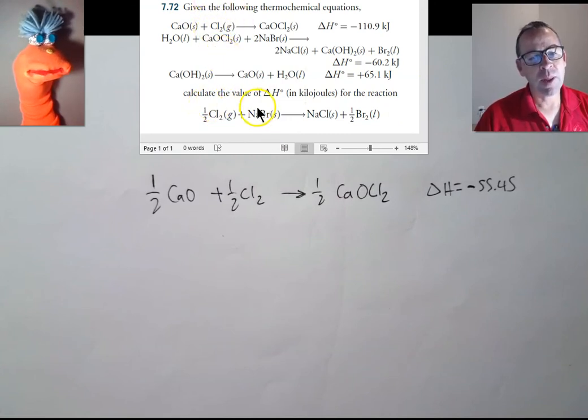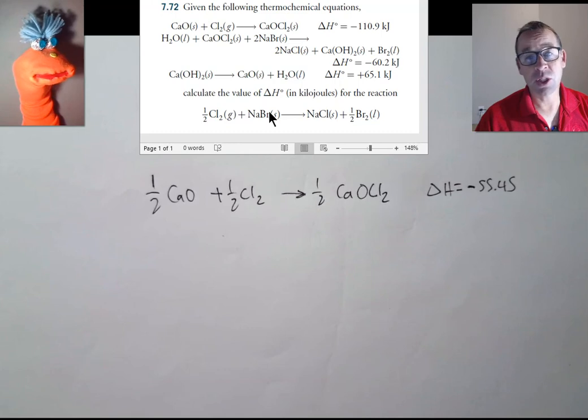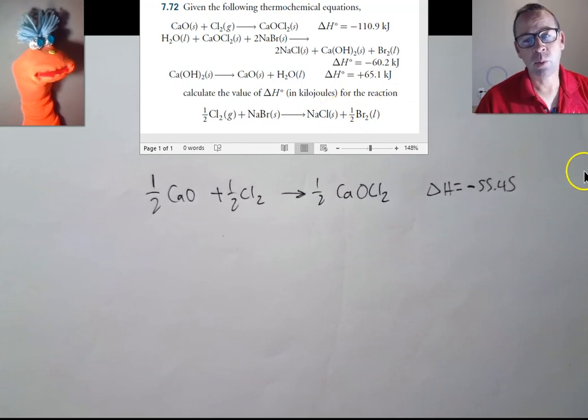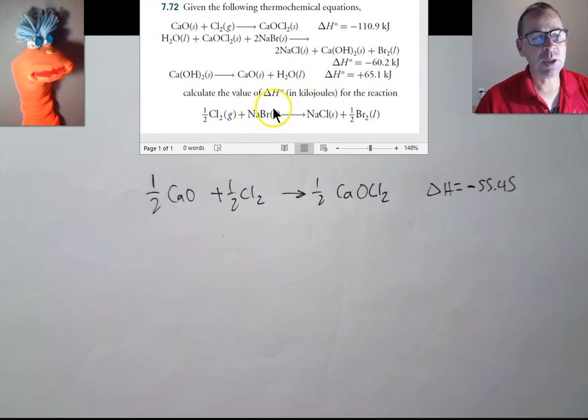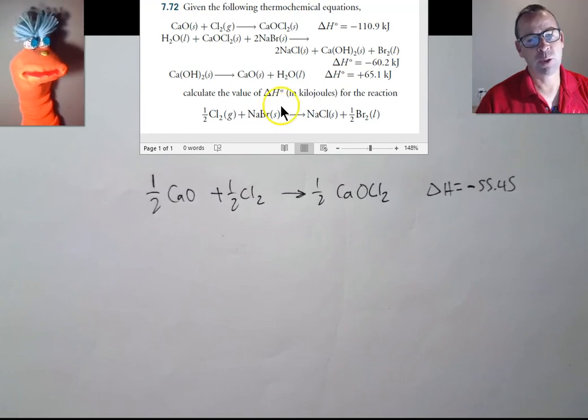Okay. How about the NaBr? Where do we get the NaBr from? That's in the second equation. Is that anywhere else? No, it's just in the second equation, right? Yeah, I guess so. So then we need to get that NaBr from that second equation. But look, this is 2 NaBrs and we only need 1. So what do we need to do? Do we need to divide that one in half too? Yeah, that's right. We do.